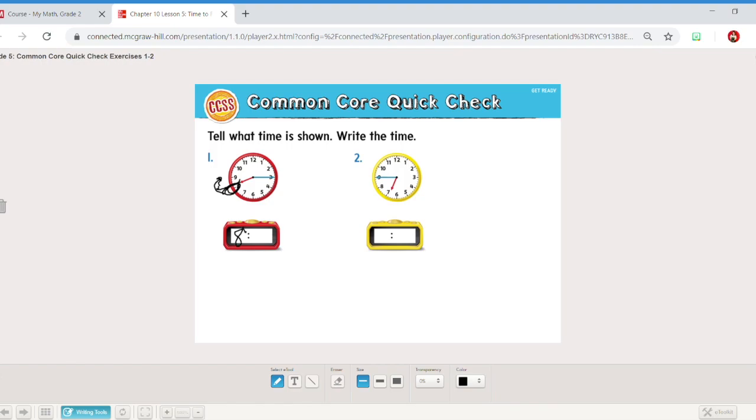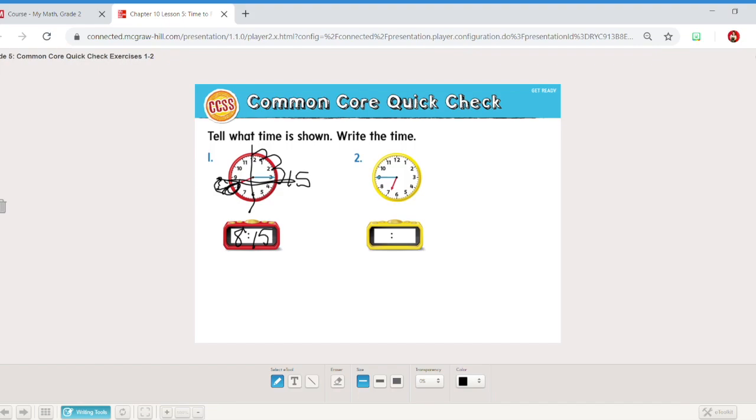And let's find out those minutes. We know if we split it into quarters, when it's on the 3, that is 15 minutes. Or as we're going to do today, you can count by 5s. 5, 10, 15. So it is 8:15.